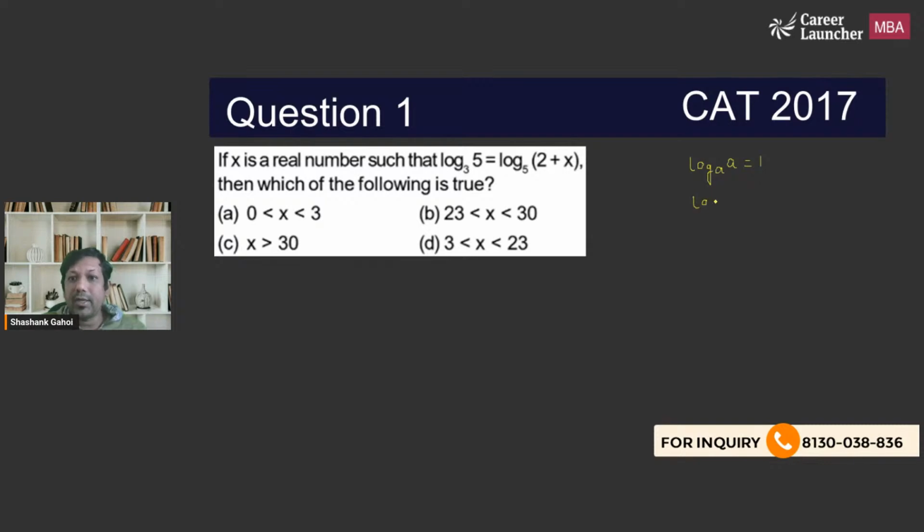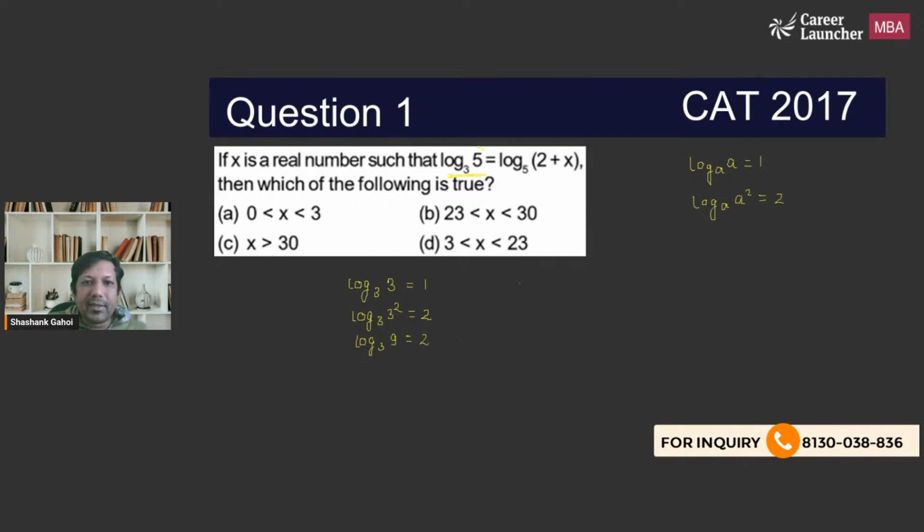We also know that log of a square to base a is equal to 2. Basically this 2 goes to the front, and then it becomes 2 times log a base a, so the value becomes 2. This is the concept we are going to use. So I can say that log base 3 of 3 is equal to 1, as well as log base 3 of 3 square is 2. This can also be written as log base 3 of 9, and that is equal to 2.